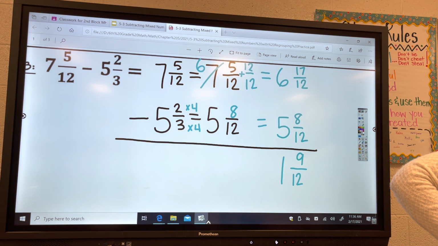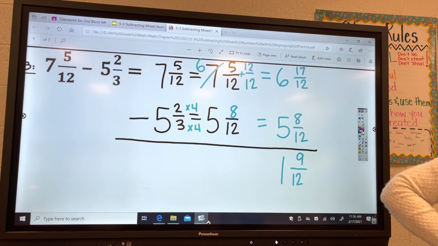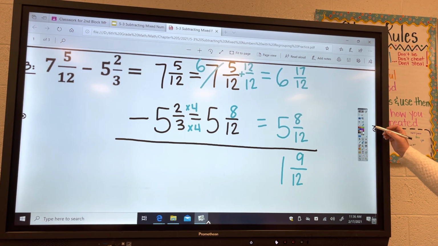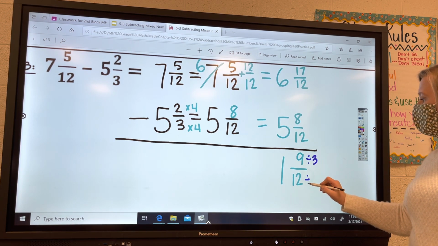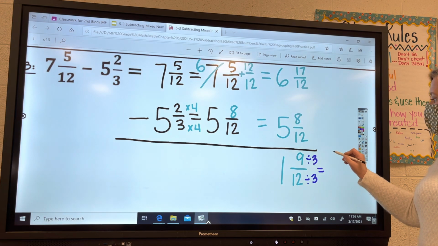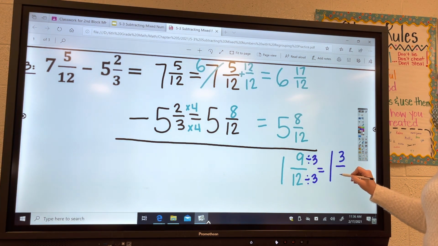All right, Josh, it's a trick question. Can I leave 9/12 like it is? What can I divide 9 and 12 by? 3. 9 divided by 3 is 3. 12 divided by 3 is 4.